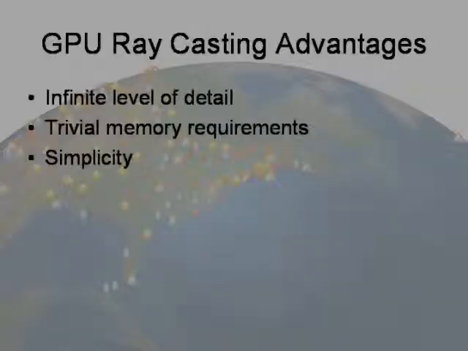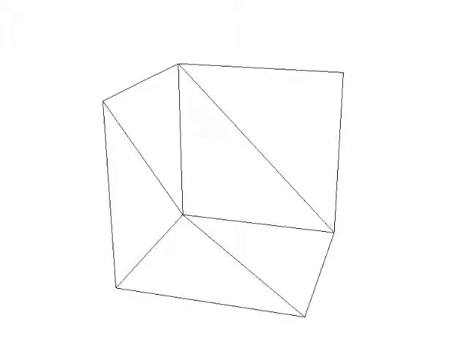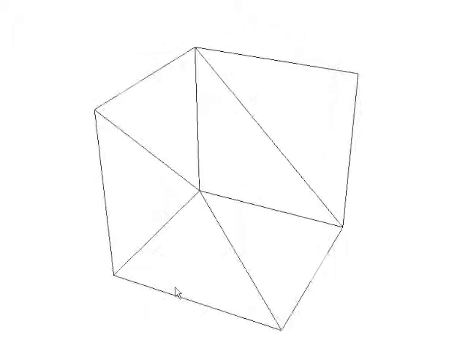We present a new approach to globe rendering based on GPU raycasting, which has all the traditional advantages of raycasting implicit surfaces: an infinite level of detail, trivial memory requirements, and simplicity. Furthermore, our approach drastically reduces ray misses, runs at real-time frame rates on commodity GPUs, and easily integrates into existing rasterization-based engines. Our approach begins by rendering the bounding box of the ellipsoid with front-face culling.